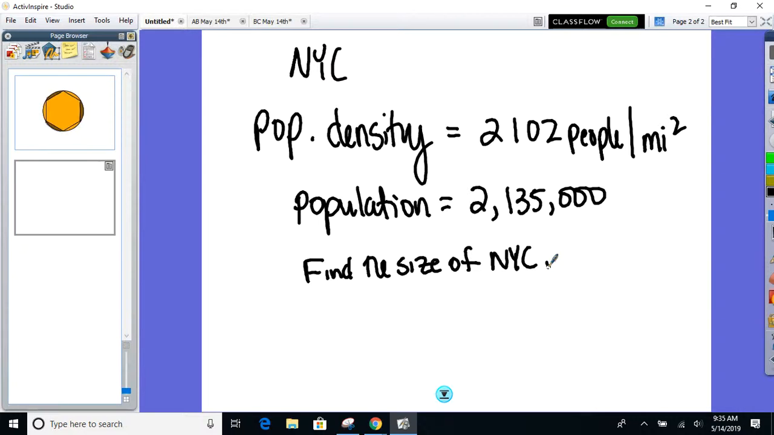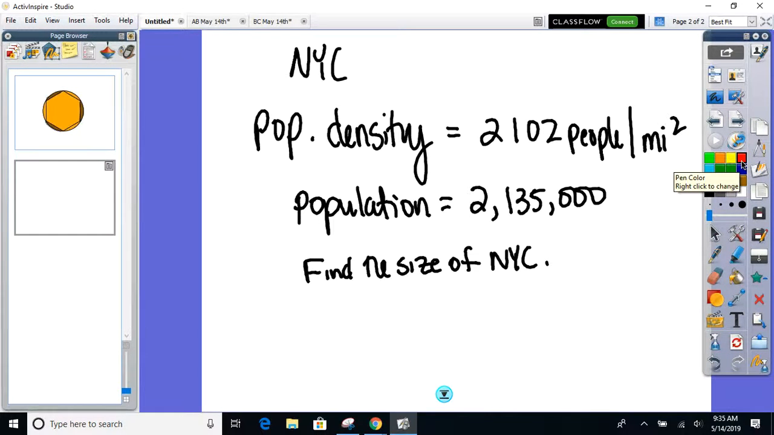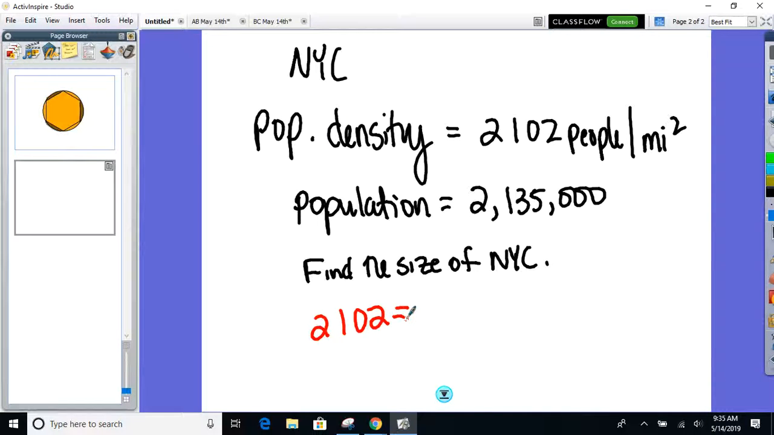Billy? Okay, so hold on. You're basically using the formula right now, which says population density, in our case 2,102, is equal to population over the size, x. Yep. How do I solve this? How do I solve this now? Cross multiply both sides by x.